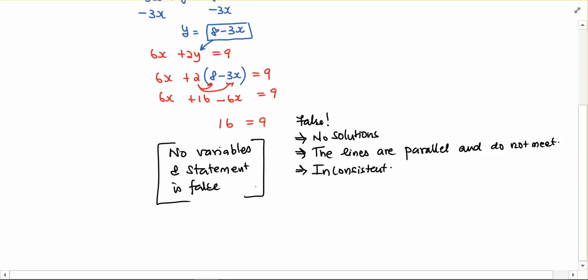All right, that's it for the substitution method. So next up, we'll take a look at the next way in which we can solve a system of equations. The addition method, also known as the elimination method.